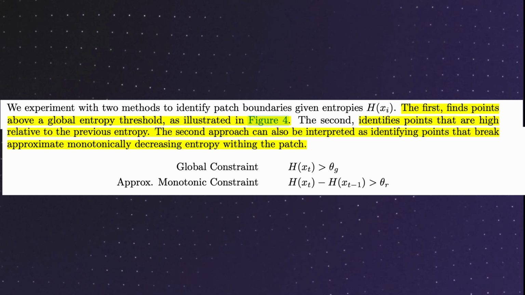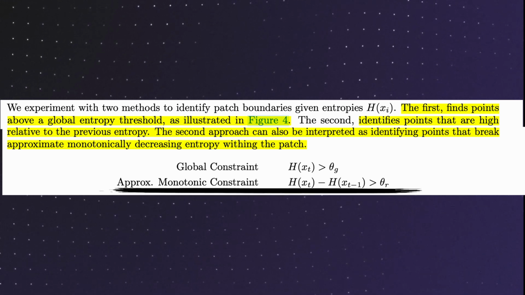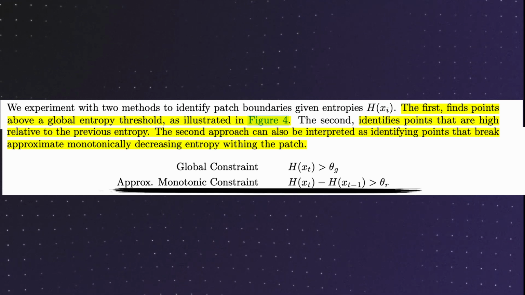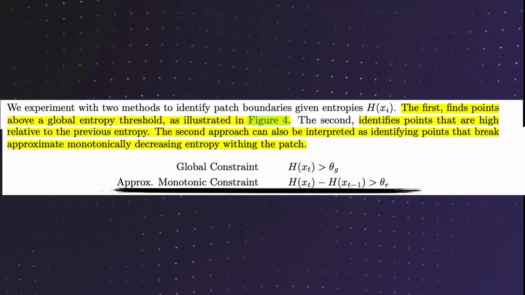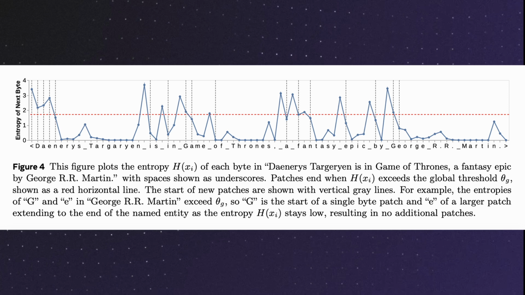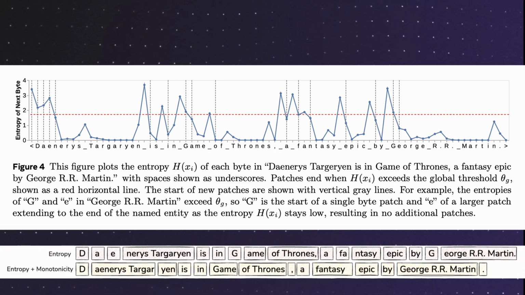The second approach is monotonic constraint. Basically, here we look at whether the entropy of a specific byte has increased or decreased after the previous byte. If it has decreased, then we bundle them up with the same patch as before, and if it has increased, we create a new patch.